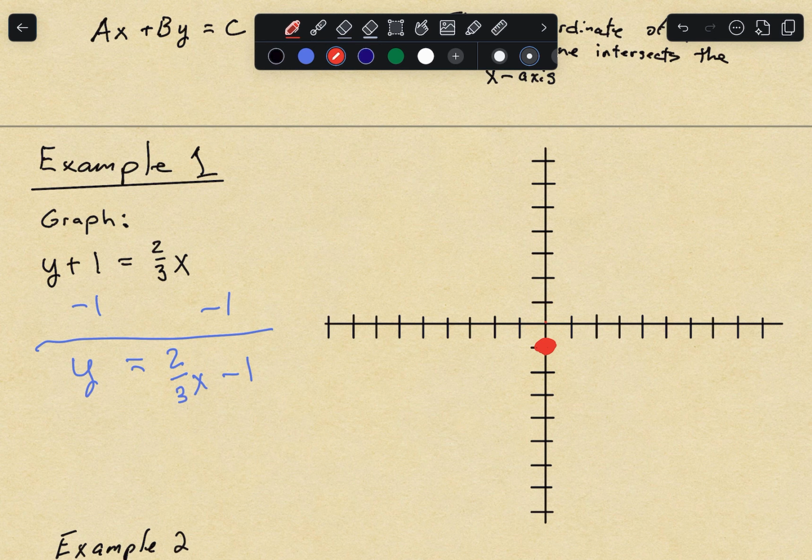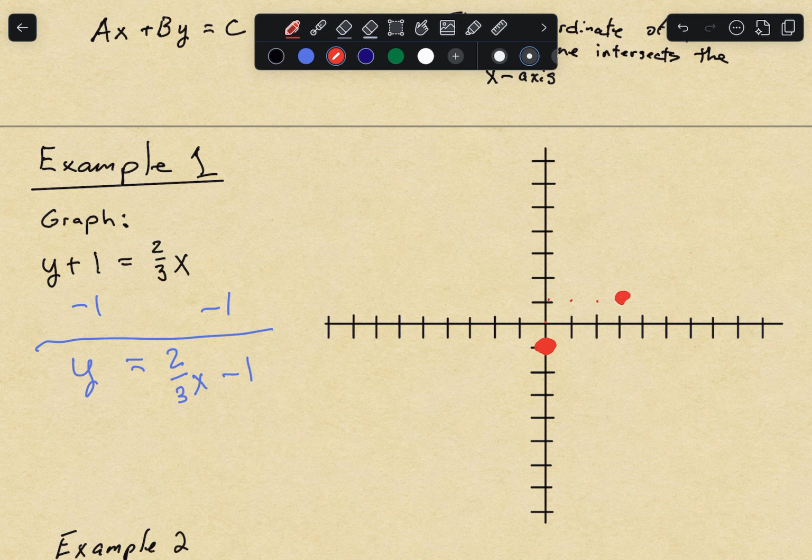And now we have to go rise over run. This is your rise. This is your run. So we're going to go up 2, and we're going to go over right 3. So we're going to start over here. We're going to start up 2, 1, 2, over 3. And that would be right there. So let's do that. We're going to go up 1, 2, over 3. 2, 2, 3. There we go.